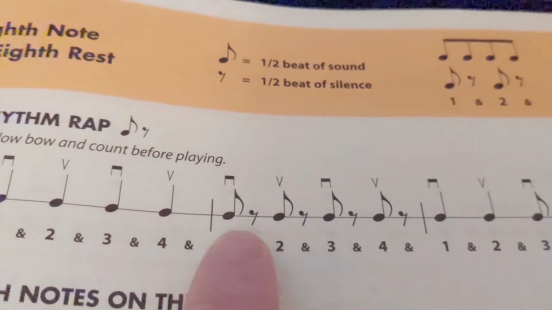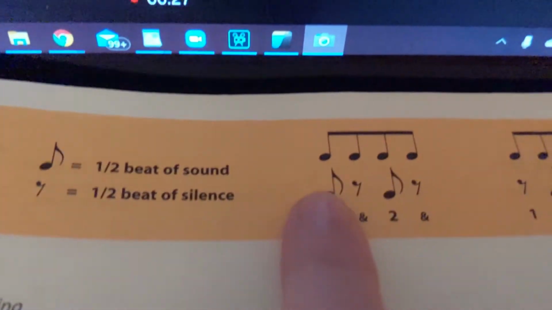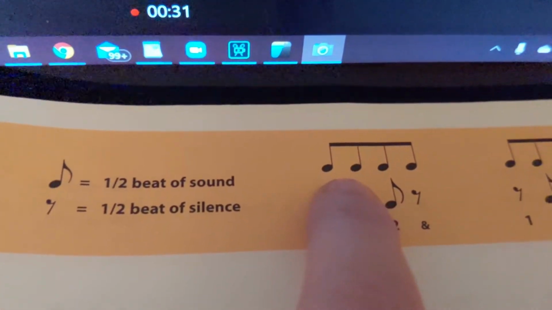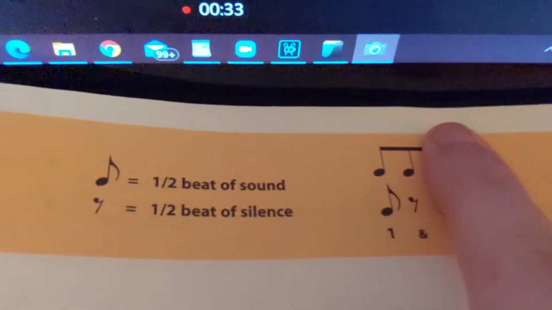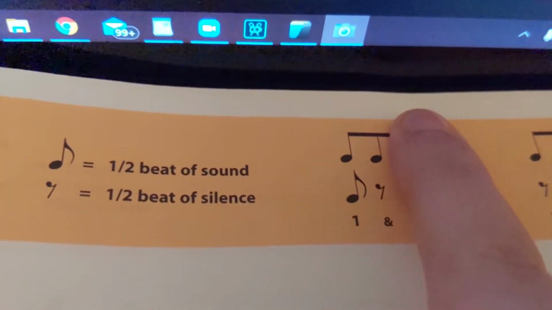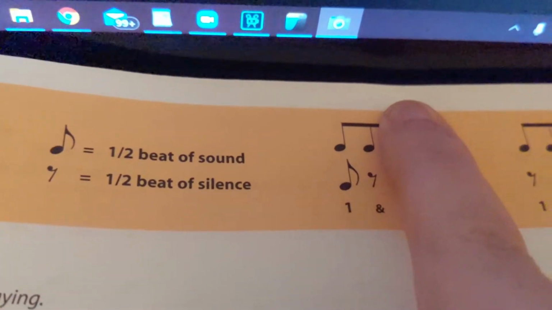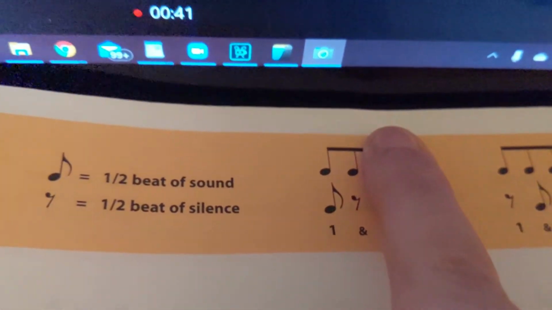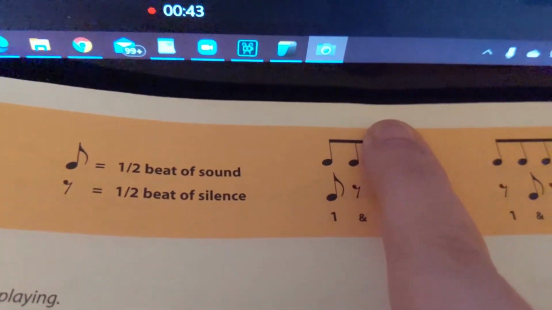Usually we see two eighth notes together, kind of like these two. Here we'd have four eighth notes together. Two eighth notes are equal to one quarter note. They combine. Ti, ti is equal to one ta. Ta, ta, ti, ti, ta.